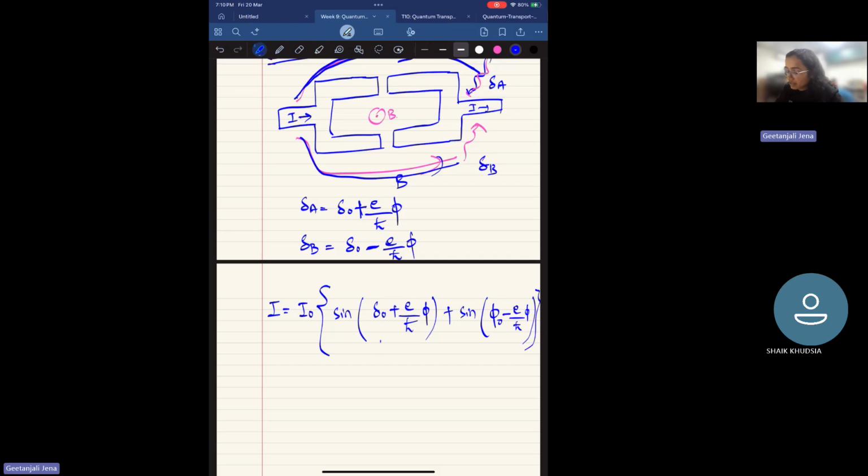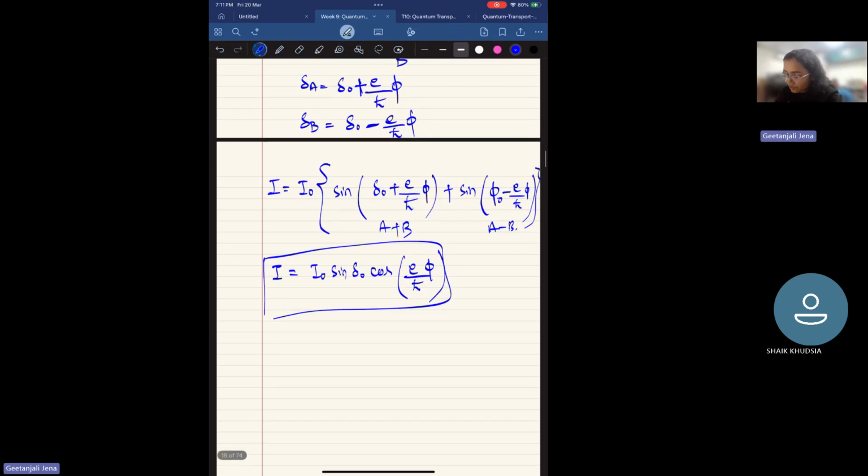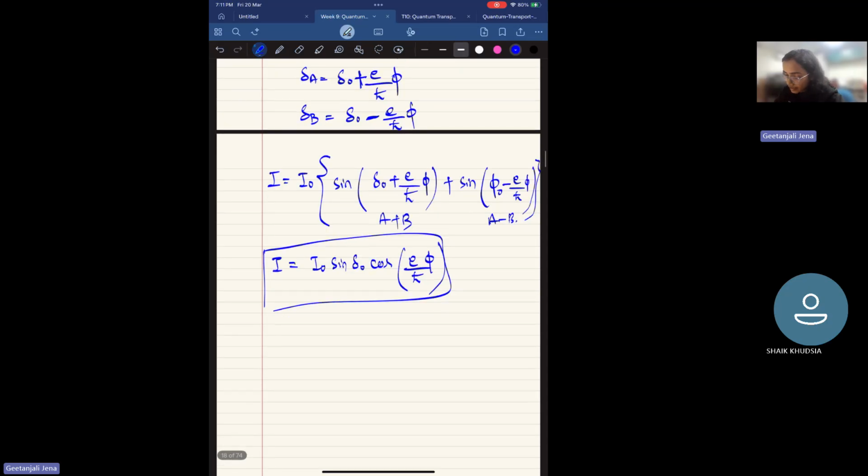So you can simplify it like this: it is sine A plus B and sine A minus B, which is 2 sine, positive. So we'll get I0 is sine delta 0 cos of e phi by h cut. That means we see a double slit like experiment, where the current will be maximum because these two are constant, right? These two are constant. Only this term is varying depending on the flux.